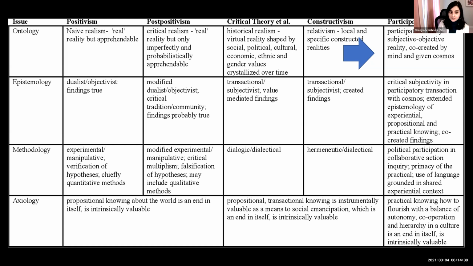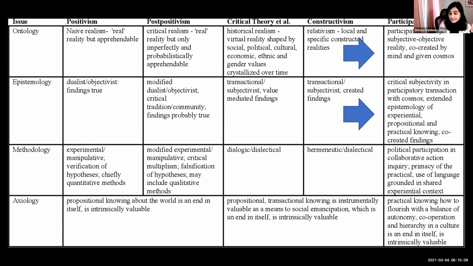In terms of epistemology, which is a theory of knowledge, right? The validity, the scope. Heron and Reason note and identify that critical subjectivity is really important in participatory research. The participatory research aspect is experiential, propositional, and really focuses on the practical knowing. The findings are co-created by the researcher and the participants.